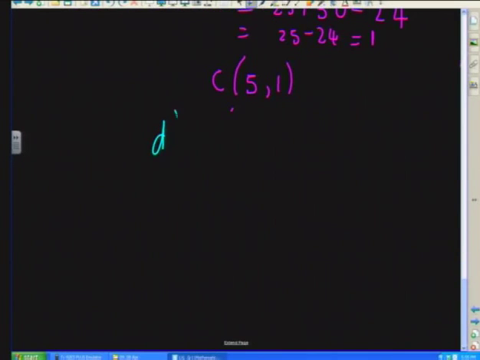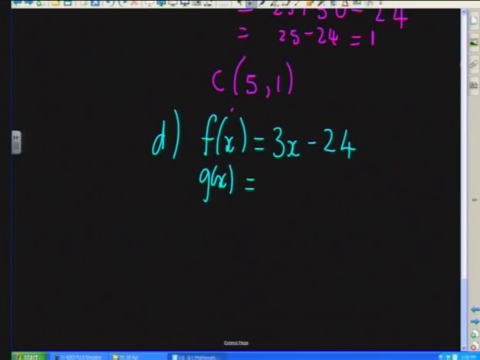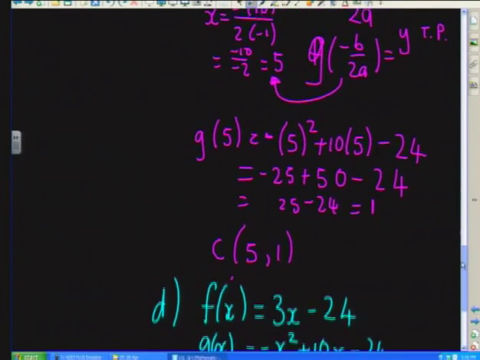And this is D. We had f of x is equal to 3x minus 24. And then we had g of x is equal to negative x squared plus 10x minus 24. All right, let's just double check our equations.